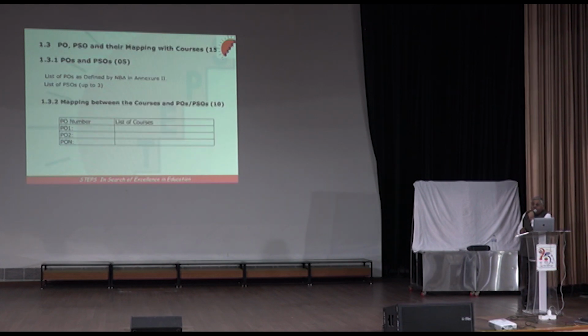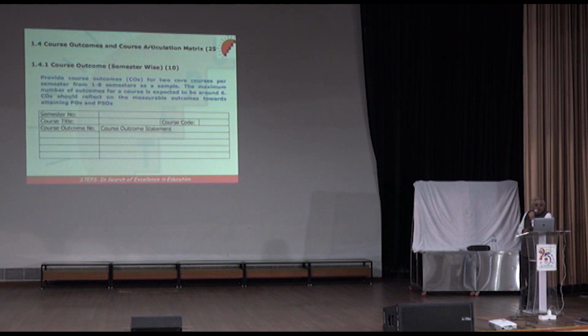Then in this criteria, the POs and PSO mapping with the courses have come. In the first criteria itself, it has come: POs and PSOs, mapping of courses with POs and PSOs. This was there, but not in criteria 1. It has come into criteria 1 now.